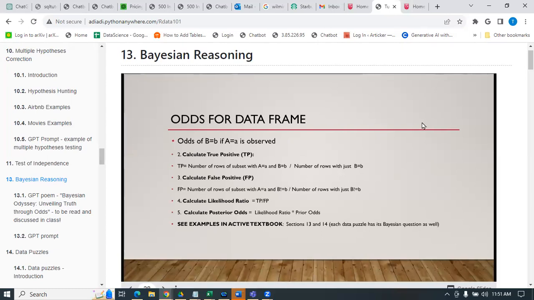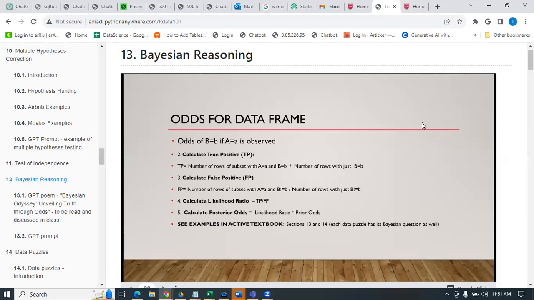Now we proceed with calculating true positive, false positive, likelihood ratio, and posterior odds. Step by step, we use the nrow function on different subsets. True positive is the number of rows of the subset with A equal to a and B equal to b, divided by the number of rows with just B equal to b.